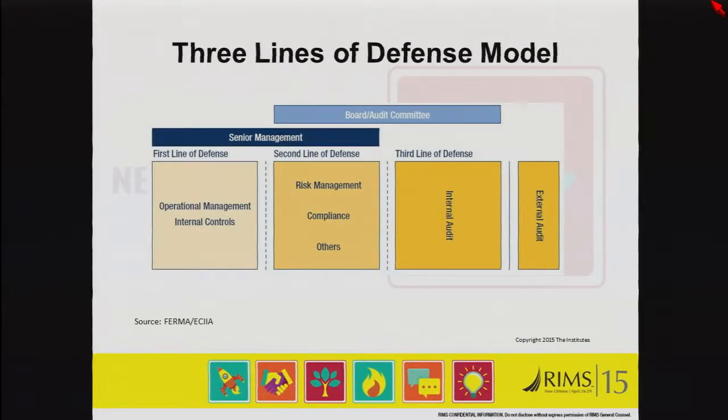Okay, three lines of defense model. Let's go through this quickly. First of all, think about what types of defense you have to make sure there's nothing getting through your risk. The first line of defense is on the left there, and that's operational management. They develop the internal controls. Second line of defense is the risk management department that makes sure that the operational units are following the risk management guidelines and so forth.